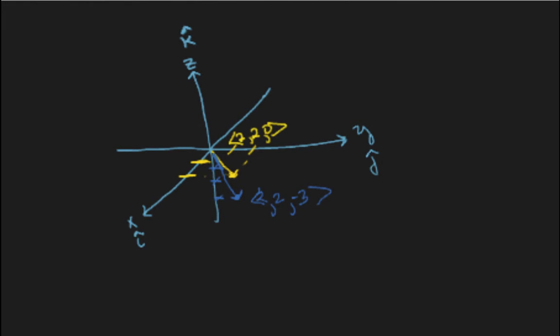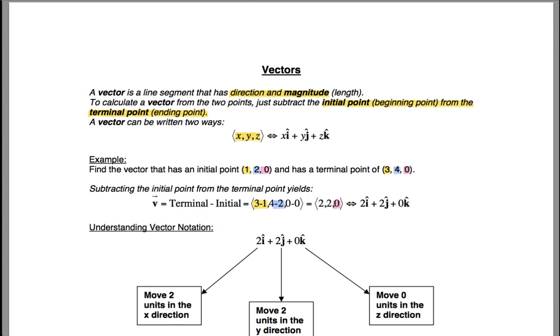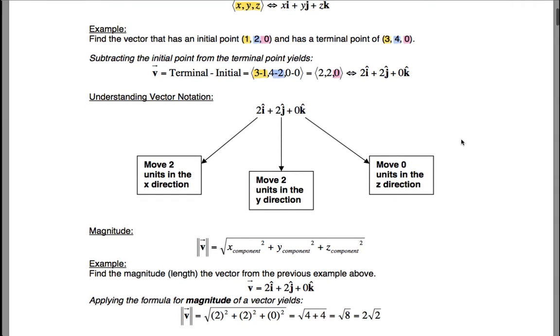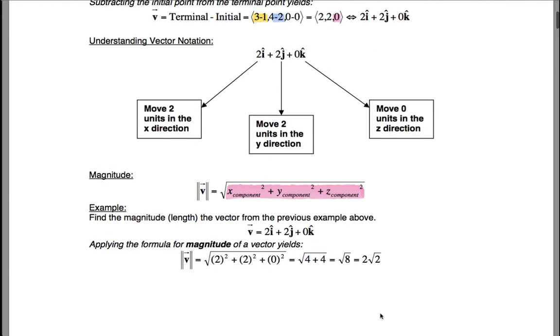All right? So back to vectors. What is magnitude? Well, the magnitude is basically finding the distance, and you take each component, square them individually, add them together, and then square root them. That's how you find the magnitude. So of our vector 2, 2, 0 we just found, if we take 2 squared, 2 squared, 0 squared, add them together and simplify, there's our magnitude right here. Let's go back to yellow.